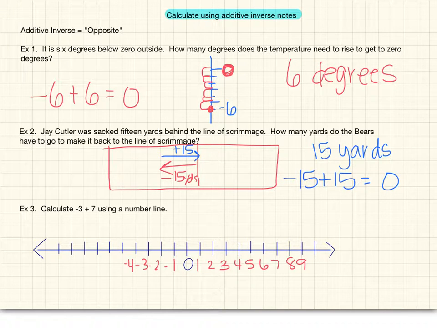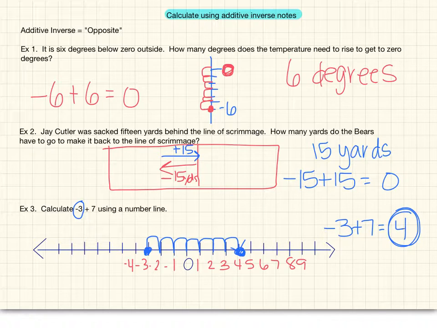So when we're using a number line to help calculate, we're going to start at our first number, which in this case is the -3, okay, which is right here. And now we need to add 7. So because we're adding a positive number, we're going to be going to the right on the number line 7 units. 1, 2, 3, 4, 5, 6, 7. So when I do that, I end up at the number 4. So the answer to -3 plus 7 is going to be 4.